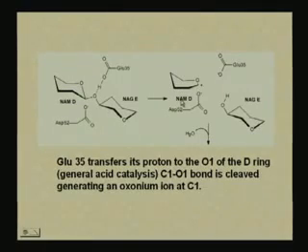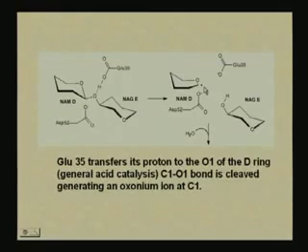So, we have our N-acetylmuramate and our N-acetylglucosamine that is cleaved. What happens is glutamic acid 35 transfers its proton to the O1 of the D ring. This is the O1 of the D ring. So, what happens is the C1O1 bond is cleaved, generating what is called an oxonium ion.